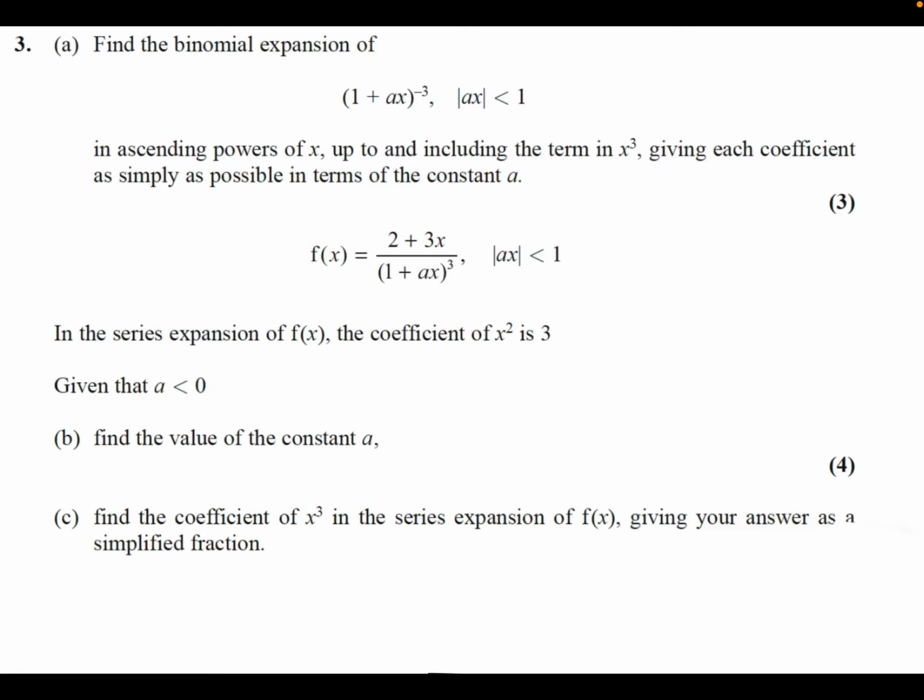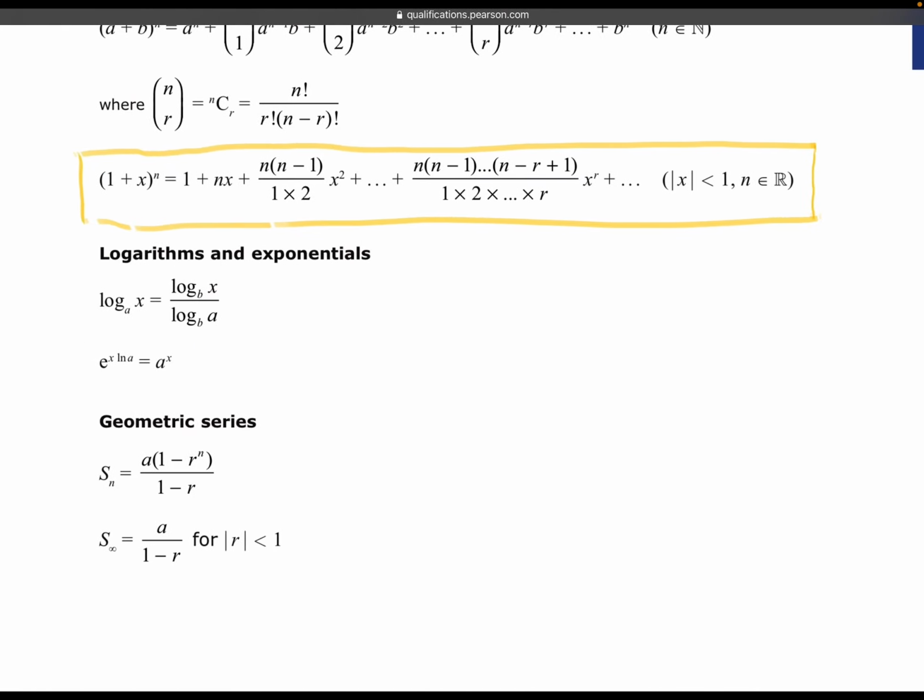Part A. Find the binomial expansion of (1 + ax)^(-3), where |ax| < 1, in ascending powers of x up to and including the term in x cubed, giving each coefficient as simply as possible in terms of the constant a. So let's look at the binomial formula from a formula booklet.